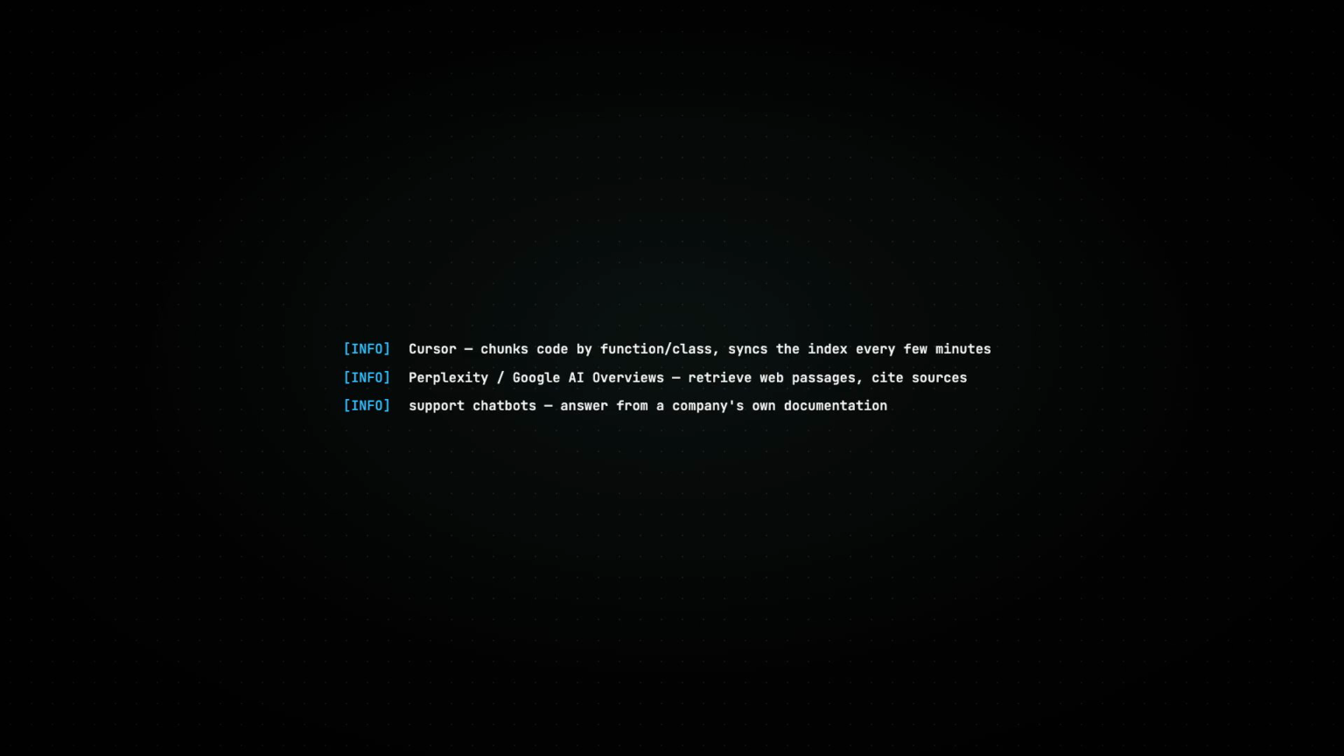Perplexity and Google's AI overviews use the same idea for the web: search, retrieve passages, generate an answer with sources attached. Support chatbots that answer from a company's documentation are doing this too. If a model needs to know something outside its training data, there's almost certainly a RAG system underneath it.